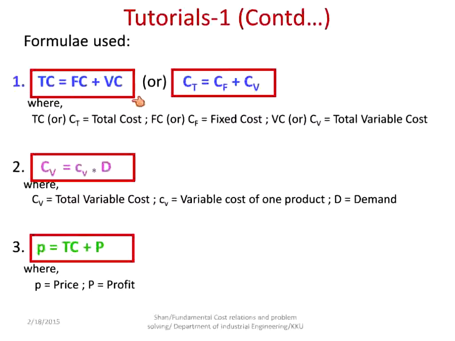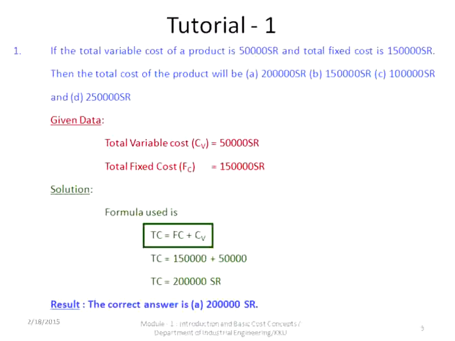The first relation is between total cost, fixed cost and variable cost. The second relation is between total variable cost, the variable cost of one product and the demand. The third relation is between price, total cost and the profit. Right? Now let's see the next slide with the first problem.